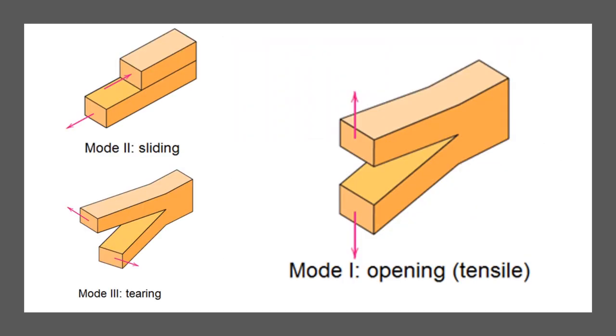Let's now discuss brittle fracture of cracked members. The 3 basic modes of crack surface displacement are: Mode 1, opening or tensile mode. Mode 2, sliding mode. And Mode 3, tearing mode. It is important to note that in isotropic materials, brittle fracture usually occurs in Mode 1. Therefore, our discussion will be limited to this mode.